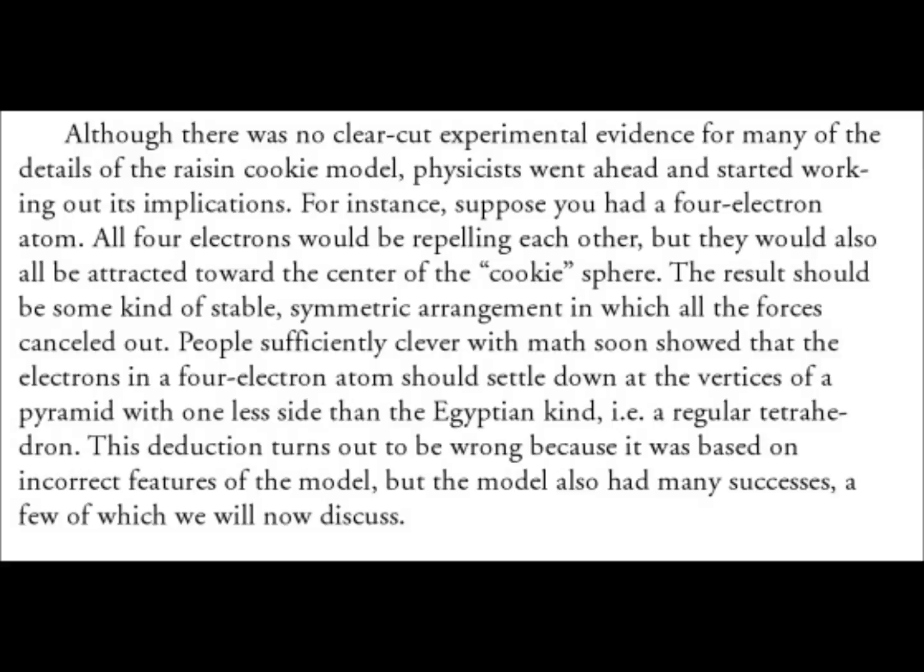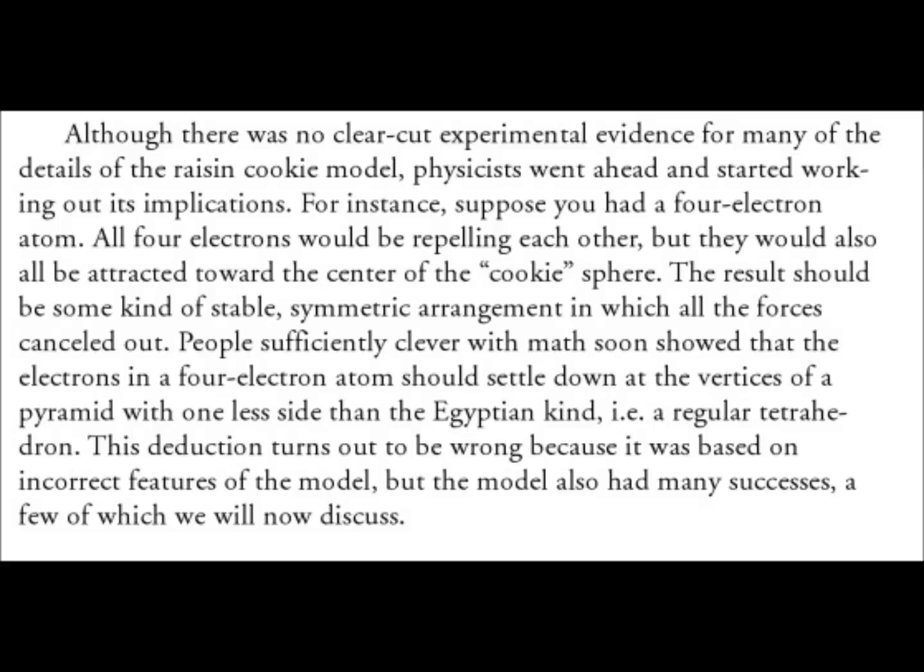Although there was no clear-cut experimental evidence for many of the details of the Raisin Cookie Model, physicists went ahead and started working out its implications. For instance, suppose you had a 4-electron atom. All 4 electrons would be repelling each other, but they would also be attracted toward the center of the cookie sphere. The result should be some kind of stable, symmetric arrangement in which all the forces cancelled out.